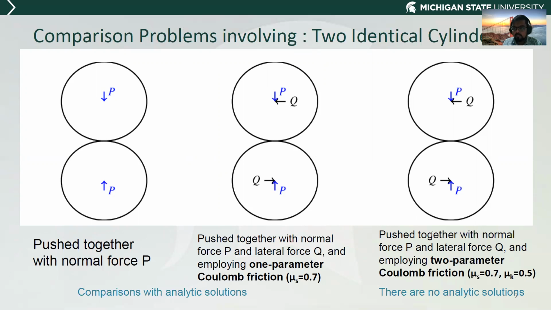In the third case, the same problem, but we employ the two parameter Coulomb friction where static coefficient of friction is 0.7 and kinematic coefficient of friction is 0.5. For the first two cases, we have analytic solutions, but for the third case, we do not have an analytic solution. But for the first two cases, the analytical solution is only possible with the Goodman decoupling approximation. So for the comparison, we implemented the Goodman decoupling approximation with all three cases.